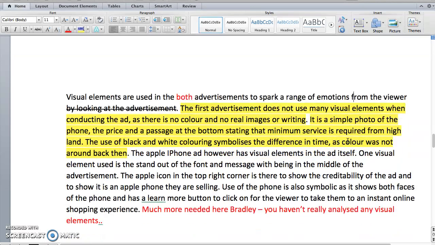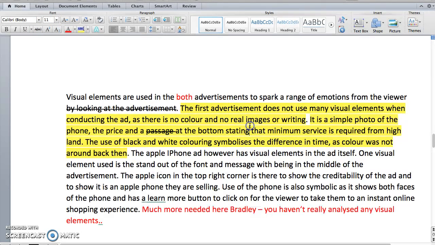Now, you haven't actually analysed any visual elements in this section, Bradley. You're going to have to do some work on this. You say the first advertisement doesn't use many visual elements, and as there's no colour and no real images or writing. Well, there is. Yes, it's a photo of a phone, the price, and a passage. I don't know what you mean by that.